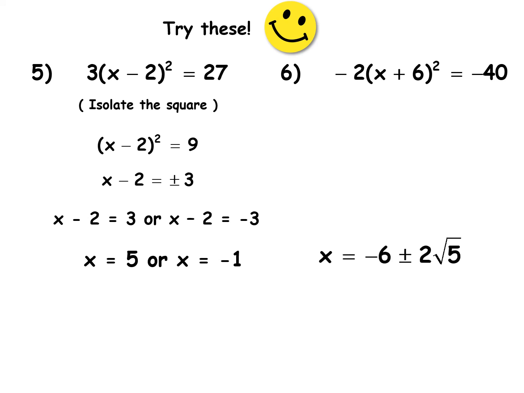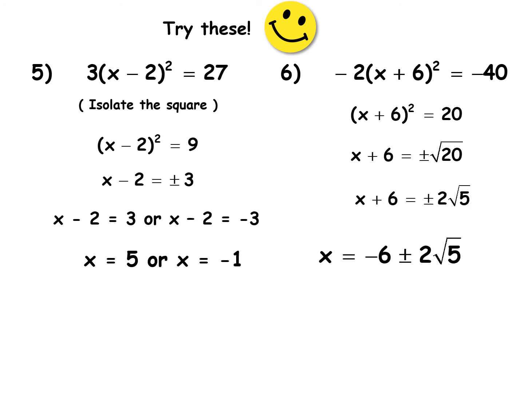Number 6, did you get that one right? Again, you need to isolate the square by dividing by negative 2. You're going to square root both sides, not forgetting your plus or minus. You're going to simplify your radical and then subtract the 6.